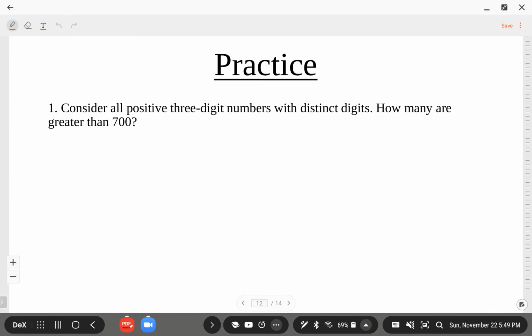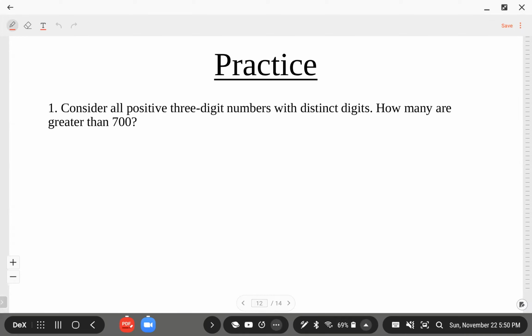Consider all positive 3-digit numbers with distinct digits. How many are greater than 700? How many are greater than 700? Please put your answer in your chat box. I'll give you a few moments.